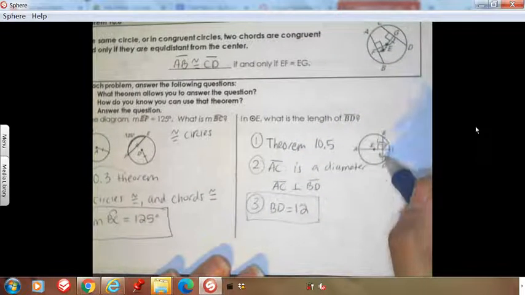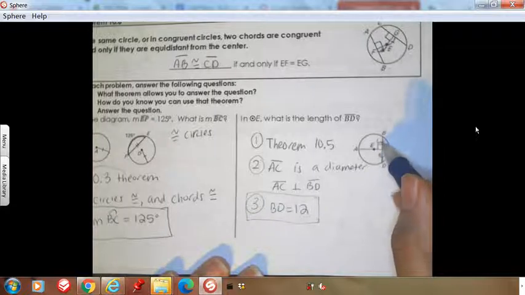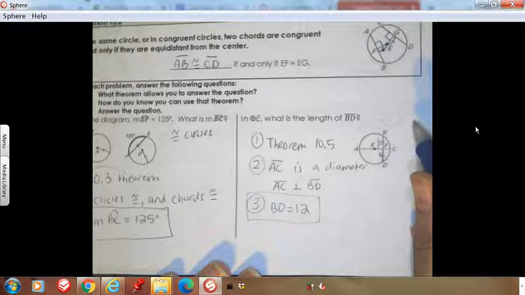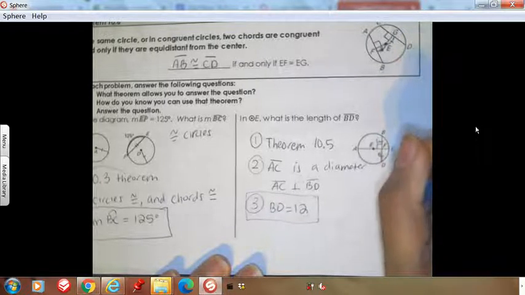All they gave us was this little 6 here, but that was enough to be able to find BF, which is also 6. Now the arc measures were not mentioned, but if I also knew anything about arc BC or arc CD, I could then know that the other one would be the same as well.